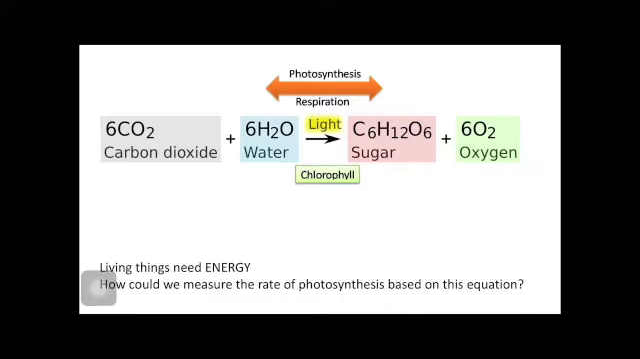To do that, I might, for example, put the plant underwater and count the amount of bubbles. That bubbles will indicate the oxygen given off. With an increase of oxygen, I can infer that the process of photosynthesis is going faster.